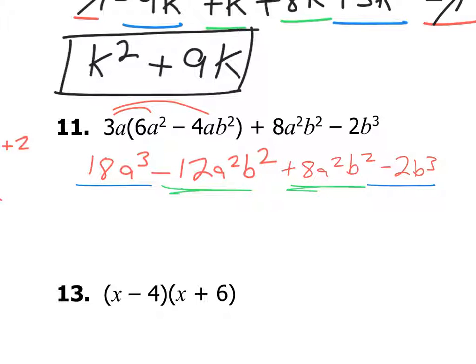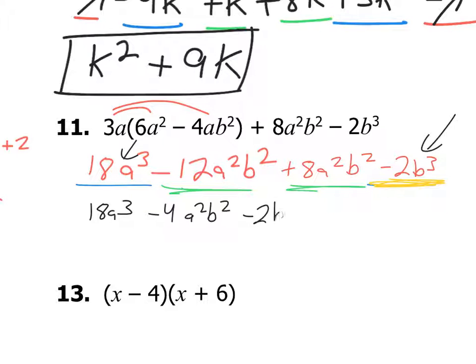I messed up here. These are not like terms. I'm sorry. That's an a to the 3rd and that's a b to the 3rd. I'm sorry about that. So let me put a different color underneath that. So there's nothing, we can't combine those two, so we're just going to bring that down. 18a to the 3rd. We can combine these two in the middle. Negative 12a squared b squared plus 8a squared b squared. That would be negative 4a squared b squared, and then that's minus 2b to the 3rd.